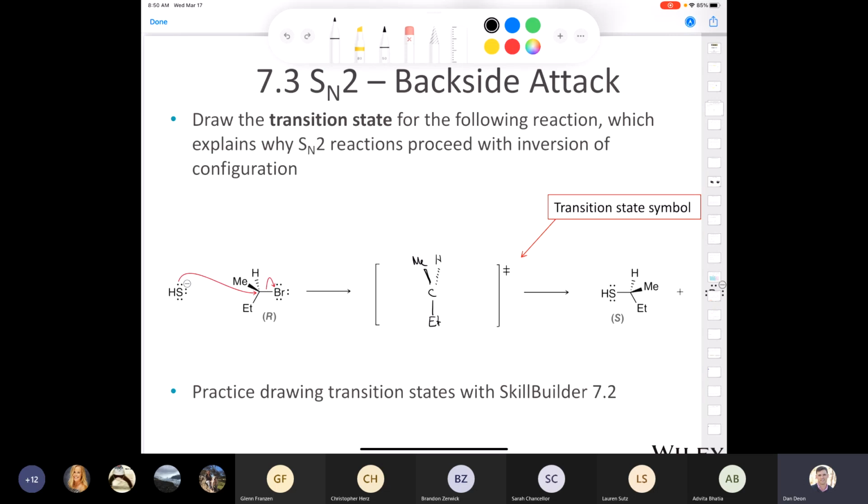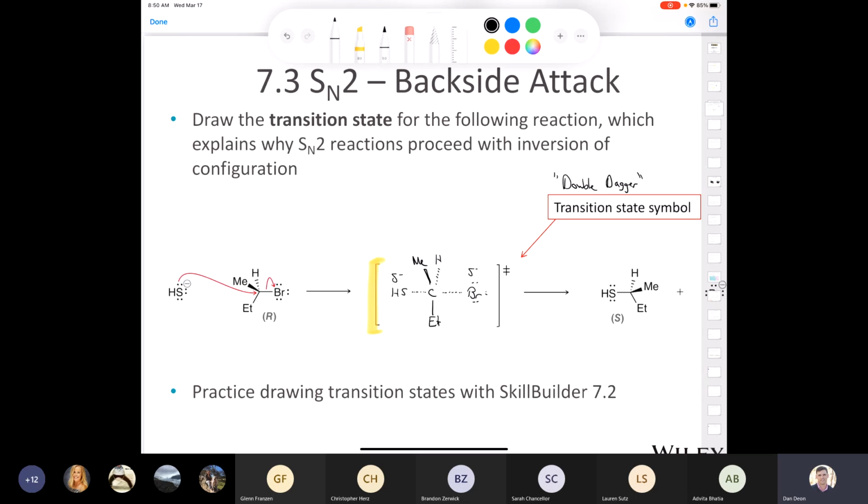The way that we represent this is with a dashed bond to the sulfur that's incoming, which is going to be delta negative. And then we have a dashed bond to our bromide, which is leaving, which is also delta negative. The transition state is always put inside square brackets like this, and we always use this double dagger, which is the transition state symbol. We call it the double dagger. That would be a good name for a bar for organic chemistry. We call it the double dagger.